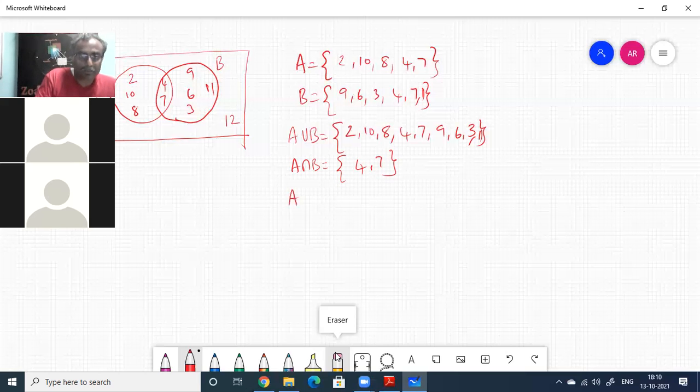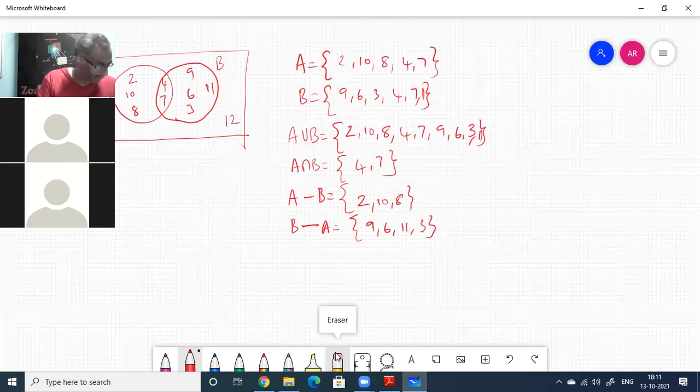Okay. A minus B. Whose turn now to say? Sanjay, tell me A minus B. 2, 10, 8. Very good. Arpana's turn now. B minus A. B minus A is 2, 10, 8, uncle. No, that is A minus B. B minus A is everything that must be in B, but it should not be in A. 9, 6, 11, 3. Okay, very good.